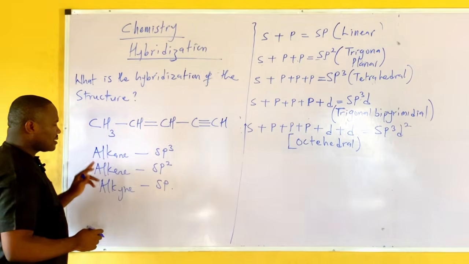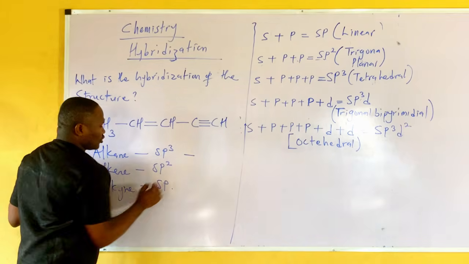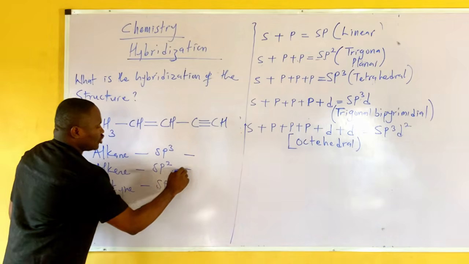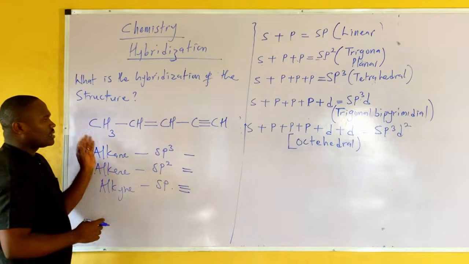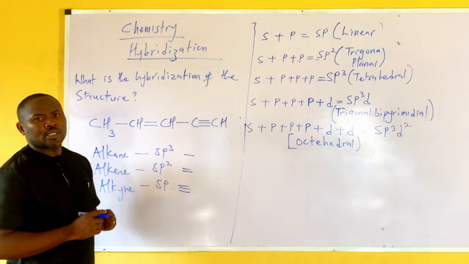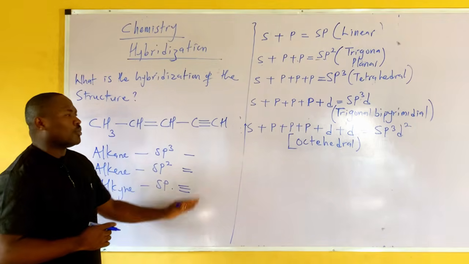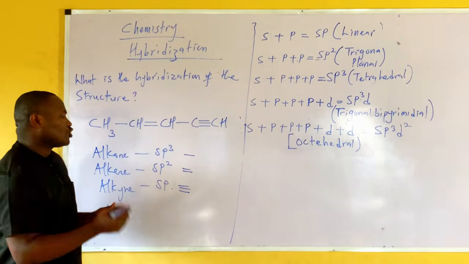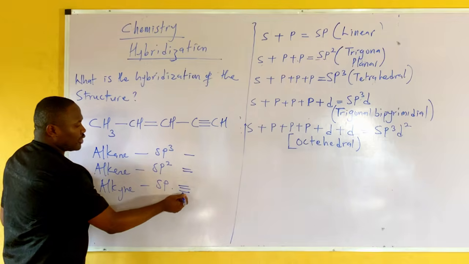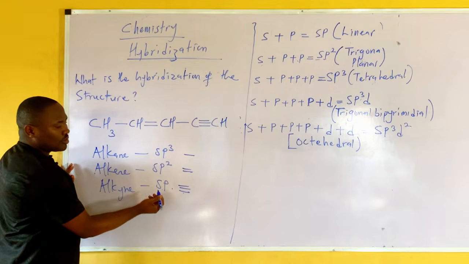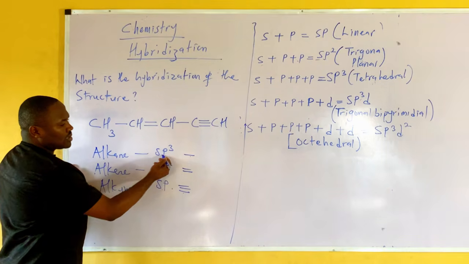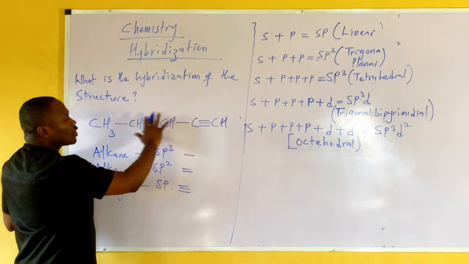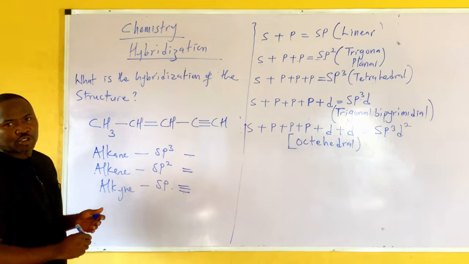Now, what about alkane? Single bond. What about alkene? Double bond. What about alkyne? Triple bond. So when you look at this structure, you see the three of these bonds present in them. It means that when you see a triple bond, it is sp, a double bond is sp2, a single bond is sp3. So in this compound, what is the hybridization?